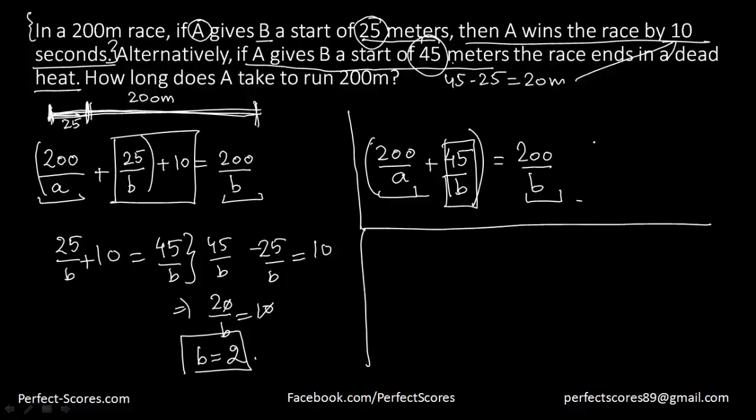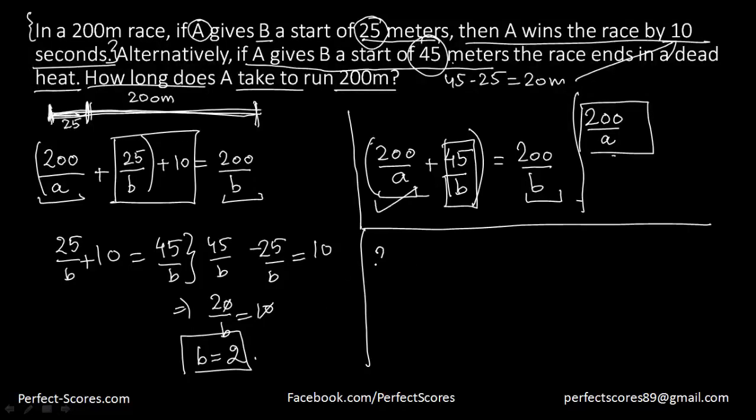All we have to do now is find how long A takes to run 200 meters. We have to find the value of 200 by A, which we can easily find by substituting the value of B, which is going to be 200 by A.